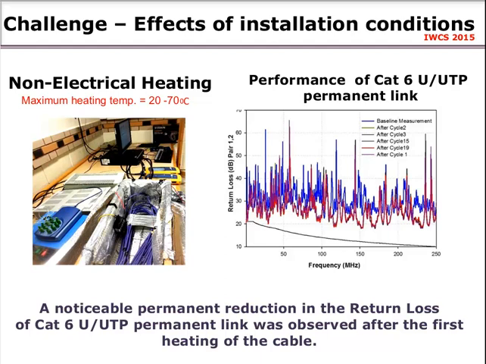The cable was repeatedly heated with a temperature range of 20 to 70 degrees C, and the temperature was allowed to cool naturally. The cable transmission parameters were measured with a DX 5000 cable analyzer from Futp Networks. As shown in the return loss plots displayed on the right, a noticeable permanent reduction in the return loss margin of the Cat6 UTP permanent link was observed after the first heating of the cable.